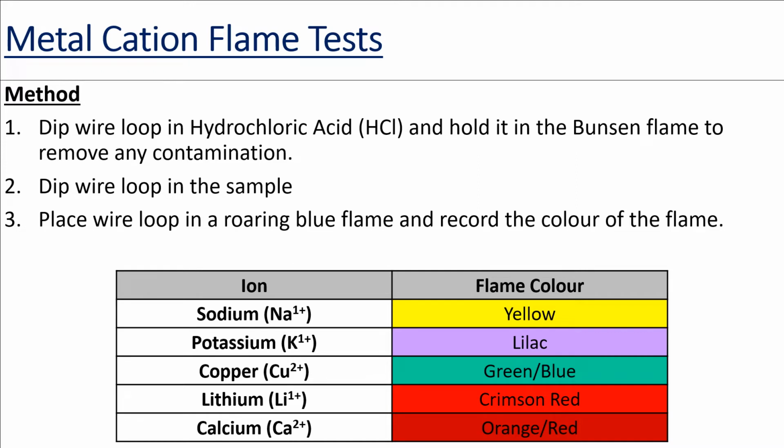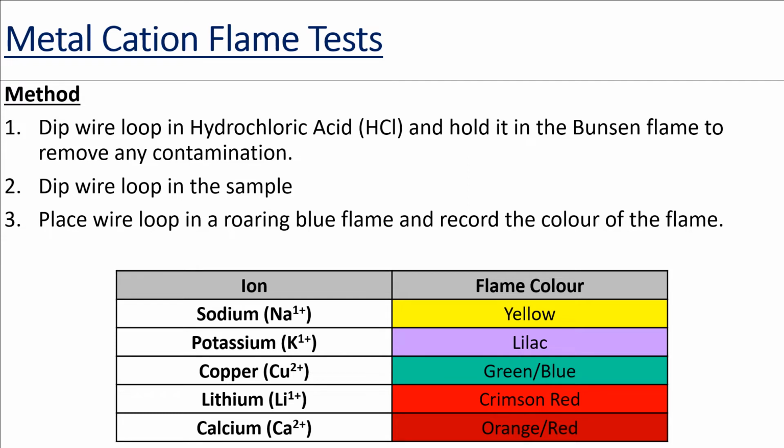So you need to learn these flame colors. If you have sodium, the flame will go yellow. If you have potassium, it will go lilac. If you have copper, it will go a sort of a greeny blue. If you have lithium, it will go crimson red. And if you have calcium, you get this orange red, sometimes described as brick red. So sodium, yellow, potassium, lilac, copper, greeny blue, lithium, crimson red, calcium, orangey red. You just need to learn these.